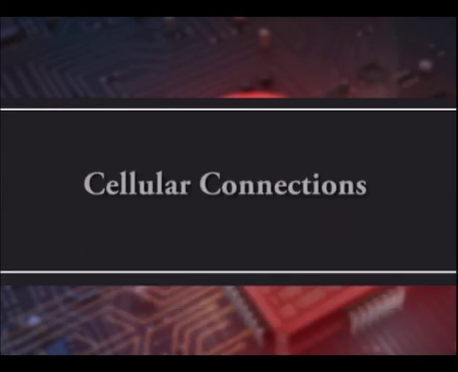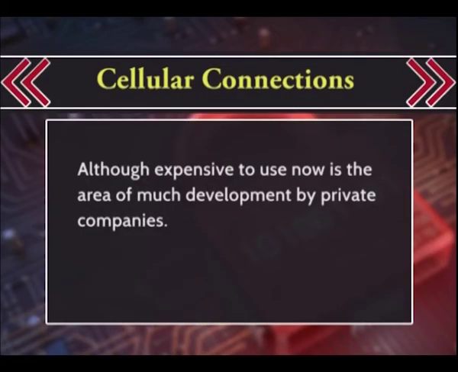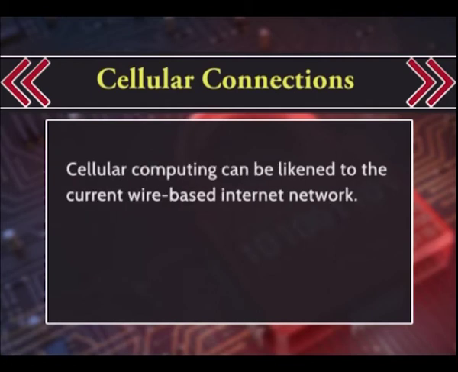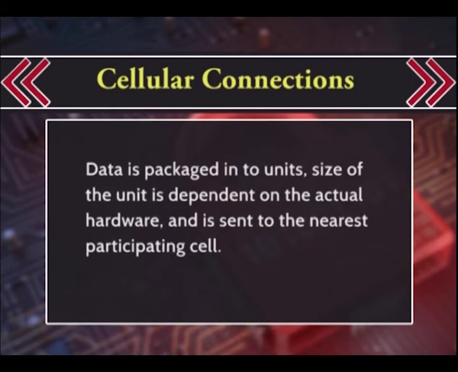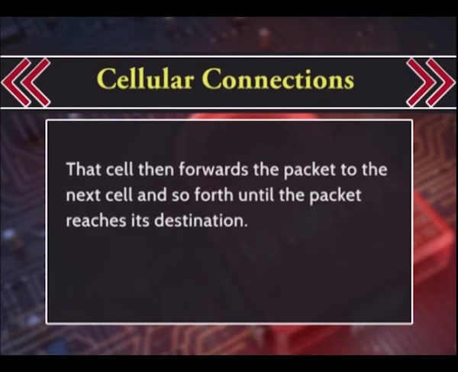Then we will discuss cellular connection. Although expensive to use now, it is the area of much development by private companies. Cellular computing can be linked to the current wire based internet network. Data is packaged into a unit. The size of the unit is dependent on the actual hardware and is sent to the nearest participating cell. That cell then forwards the packet to the next cell, and so forth until the packet reaches its destination.